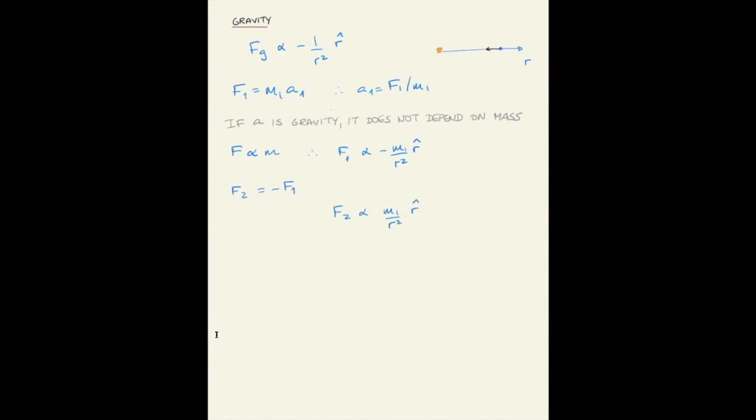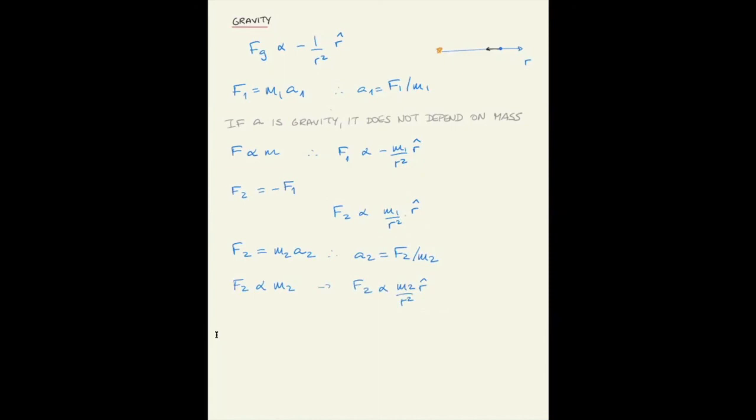Yet, because of the second law, F2 must also obey F equals ma. And the acceleration A2, because it is gravitational, must also be independent of the mass m2. Therefore, F2 must also depend linearly on m2. So we can write A2 is equal to F2 over M2. And again, because A2 is gravitational, it must be independent of the mass M2. That means that F2 must depend linearly on the mass M2. Now I have the situation that F2 is proportional to M1, and it is also proportional to M2.